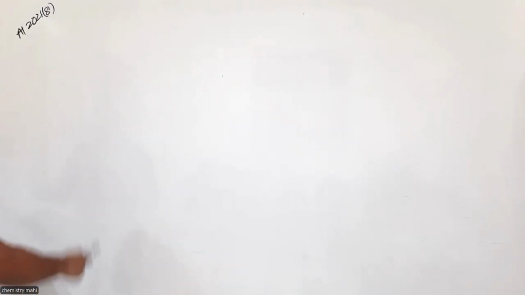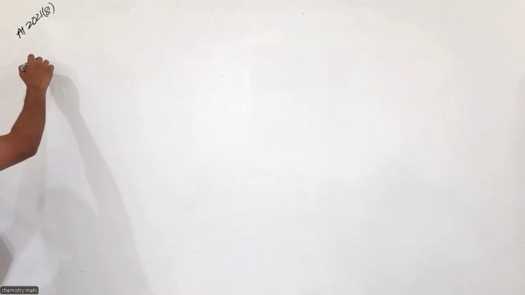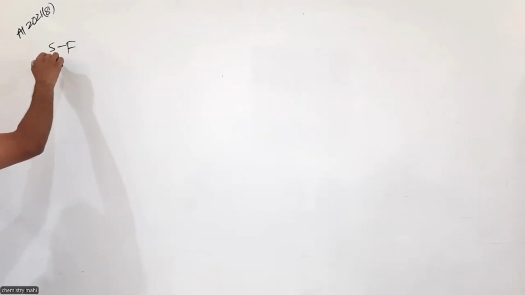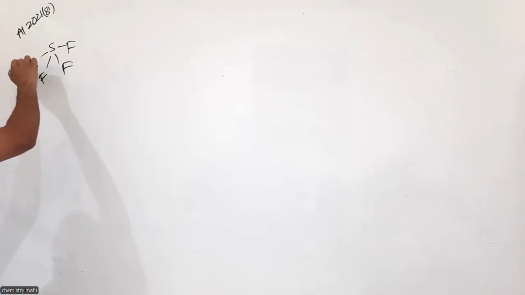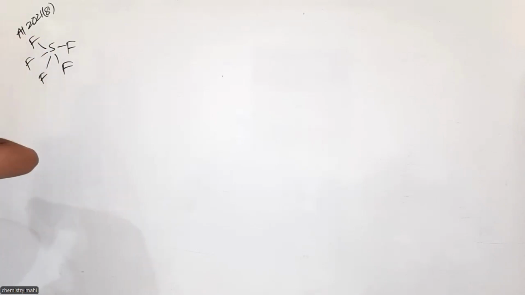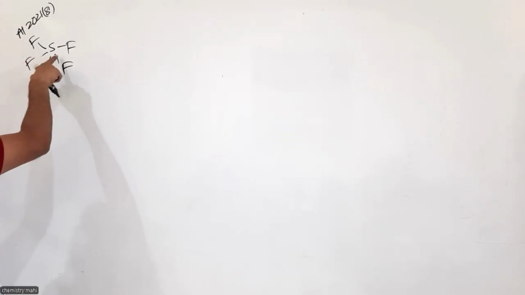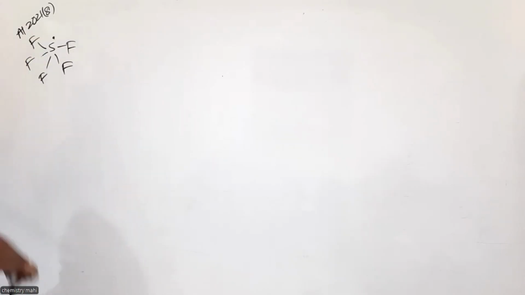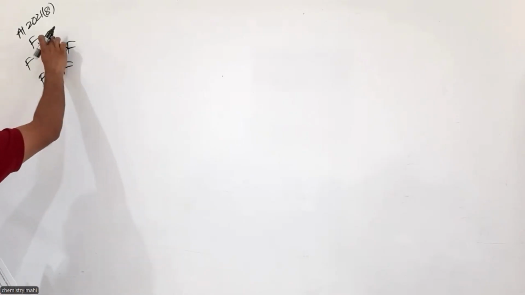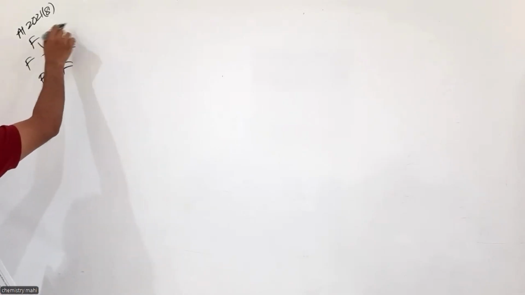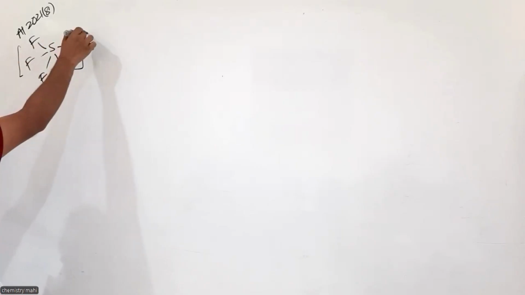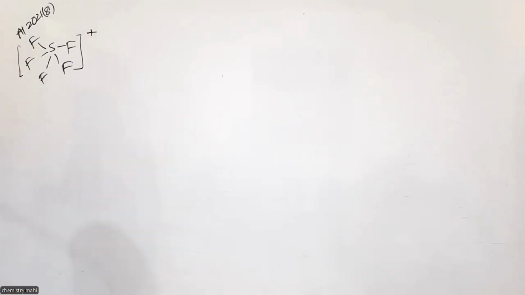Let's do it. SF5 plus is given. Fluorine has valency 1, so there are 5 fluorines with 5 electrons. Sulfur is 16, with 6 valence electrons, so 1, 2, 3, 4, 5 and 6. This is SF5, but it's given as SF5 plus. Plus means removing, so definitely one electron should be removed. This should be SF5 plus.